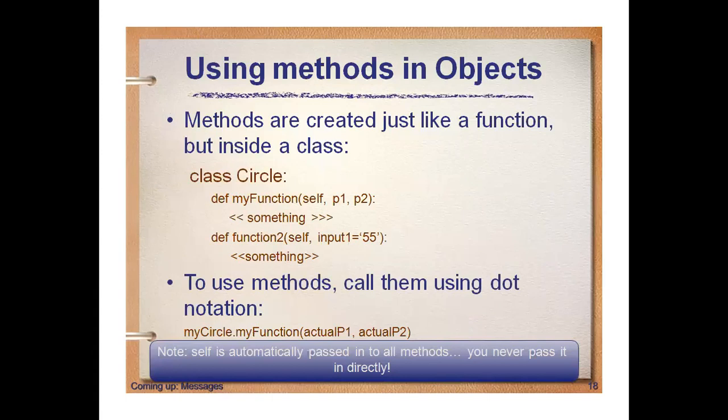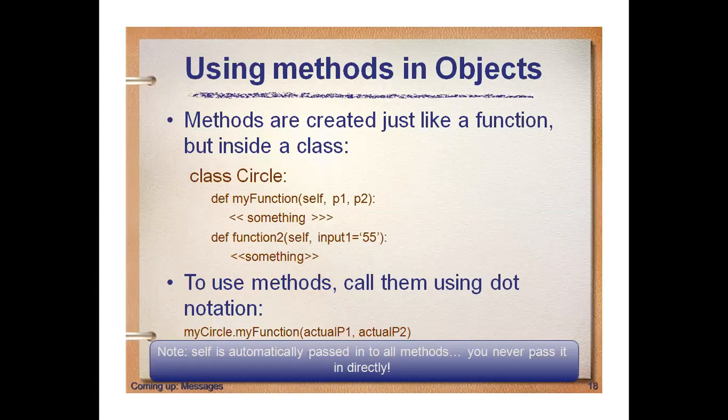Simply by calling them. The methods are created just like a function, but inside the class. Right? Inside the class, I have created my function called a method, and my function two called a method, and we are passing the parameters. We all know that self is the default parameter here, and how the parameters are being passed from here we will see.